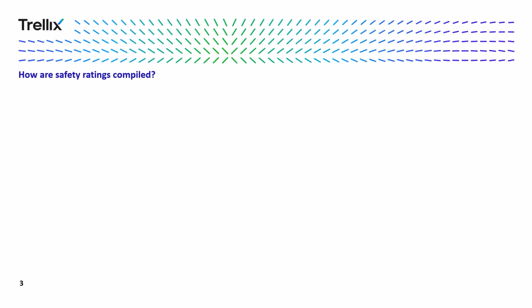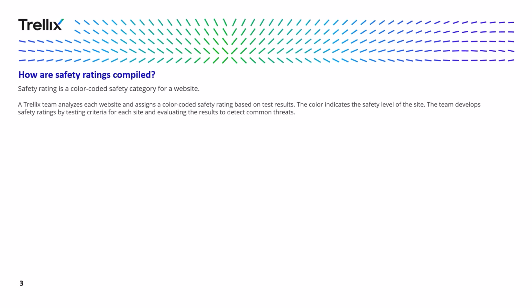How safety ratings are compiled. Safety rating is a color-coded safety category for a website. A Trellix team analyzes each website and assigns a color-coded safety rating based on test results. The color indicates the safety level of the website. The team develops safety ratings by testing criteria for each site and evaluating the results to detect common threats.